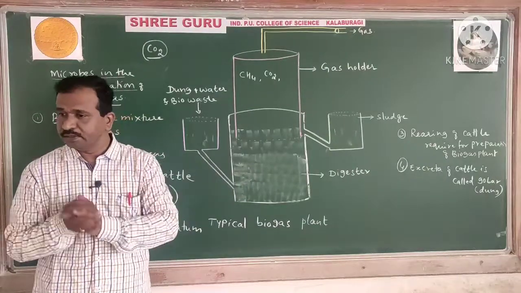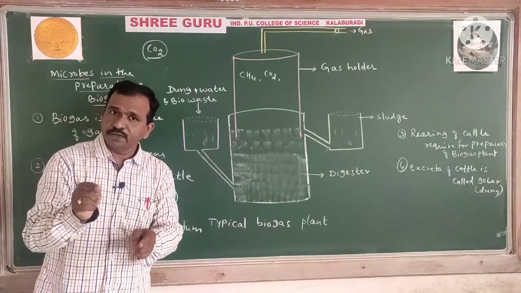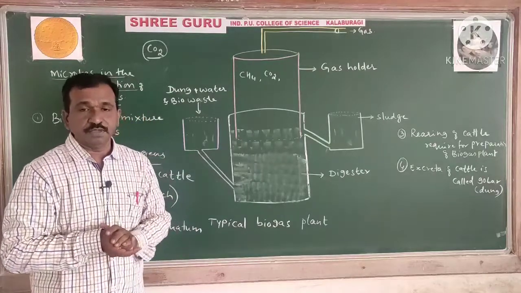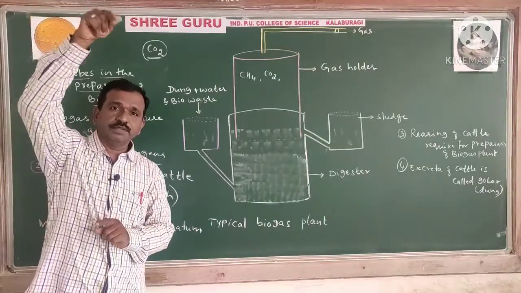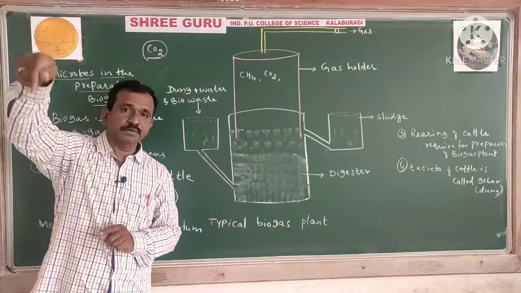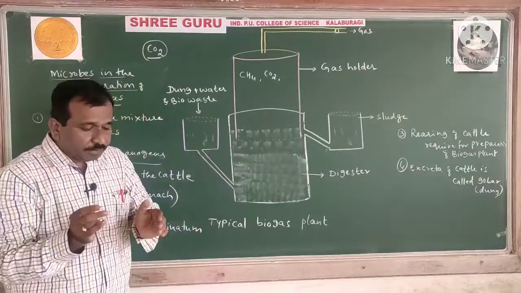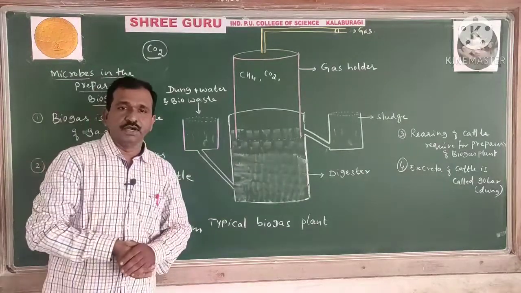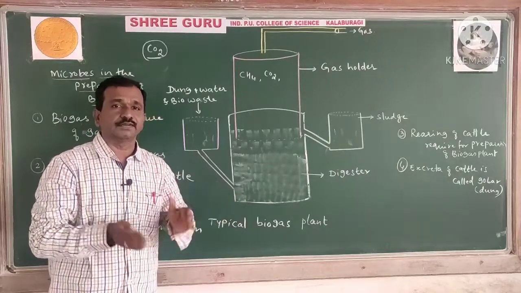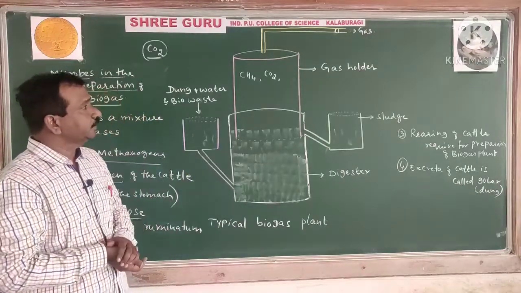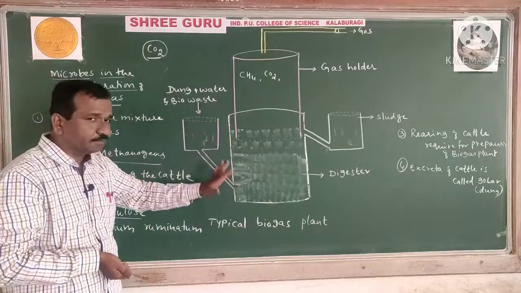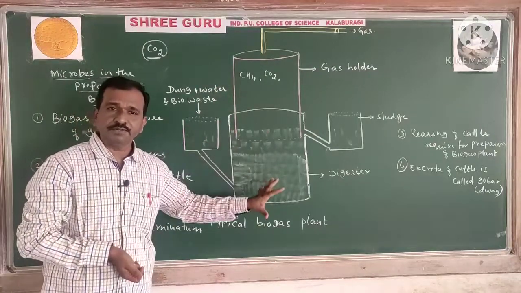This cow dung, what does it consist of? Methane gas, because of the production by the Methanobacterium. This methane gas has to be extracted. Now we are going to extract the methane gas. How are we going to extract it? By means of the production or preparation of the biogas plant.